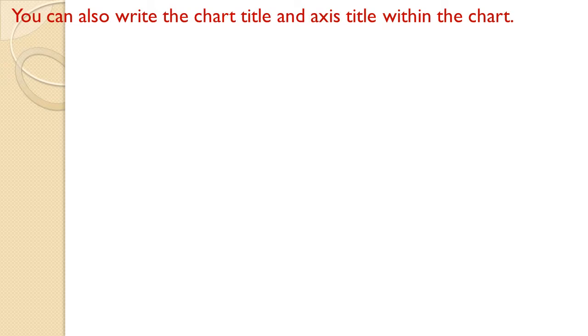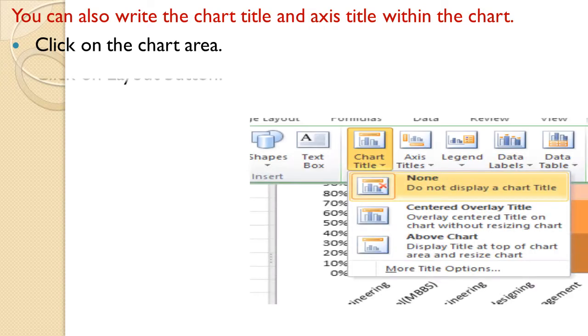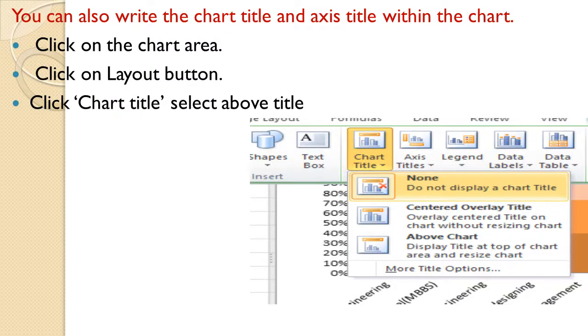Next is, you can also write the chart title and axis title within a chart. First, you have to select the chart area. Then you have to select the layout button present in the ribbon area. Next, you have to select the chart title. Look at the worksheet picture.